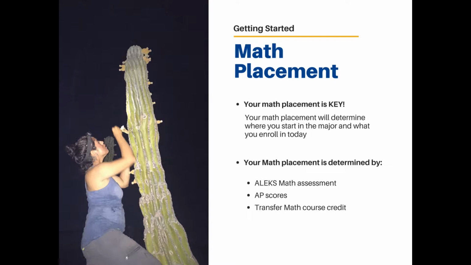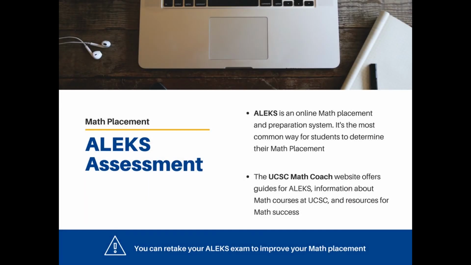By now, all of you should have had your math placement determined in one of three ways: by completing the online ALEKS Math Assessment, by taking the Calculus AP exam at your high school, or by transferring a math course from a community college. Most of you will have determined your math placement using the online ALEKS Assessment. It's the most common way for students to determine their math placement.